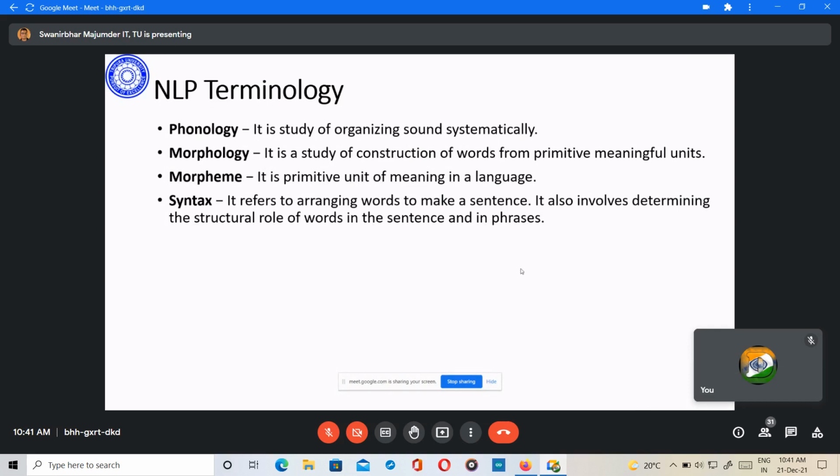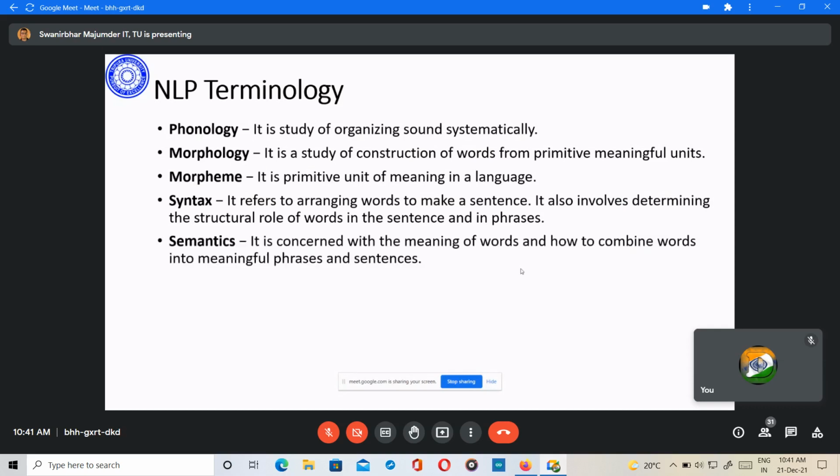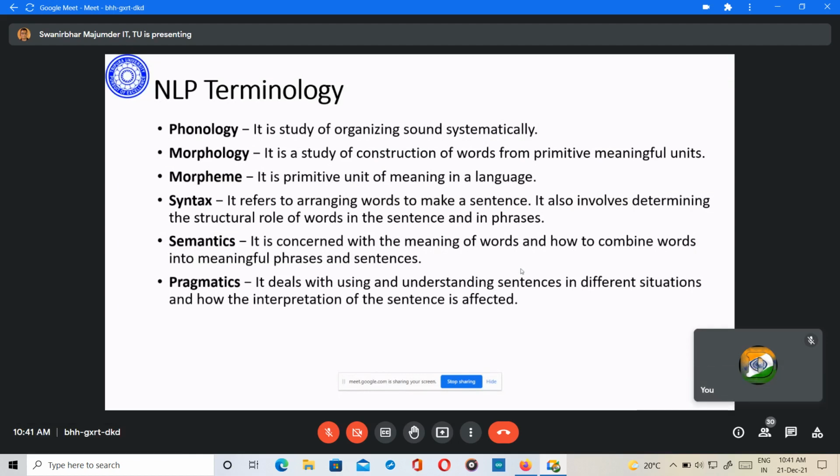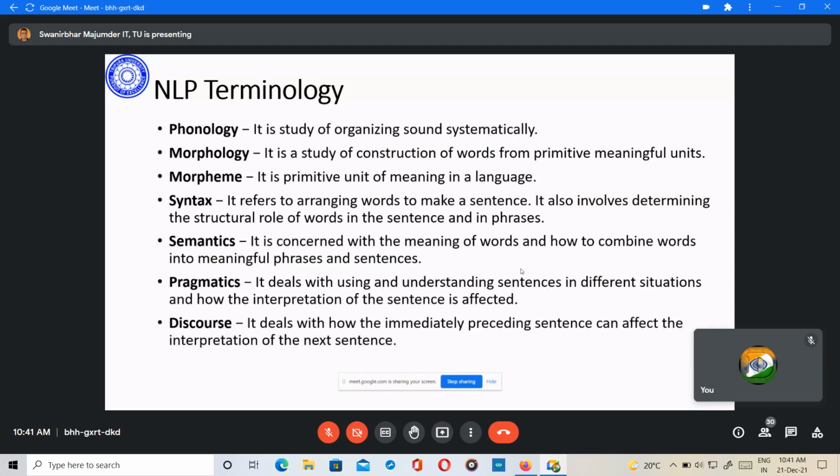Like I had given the example of syntax, the structural role of the words, and if you change the syntax, the meaning may be different. Then semantics. Here we deal with the different words and how to combine the words into meaningful phrases, then meaningful sentences and other things. Pragmatics. Here we deal with understanding the sentences in different situations, how you will interpret it, how you will discuss it, how the sentence is affected, and so on. Then discourse. Discourse deals with how the immediately preceding sentence can affect the interpretation of the next sentence.